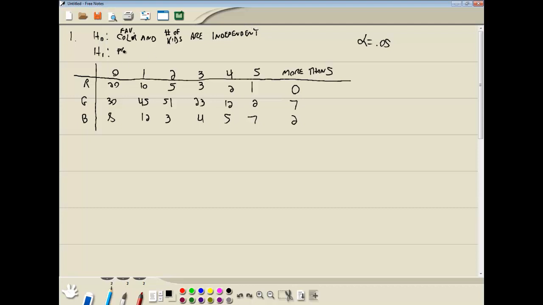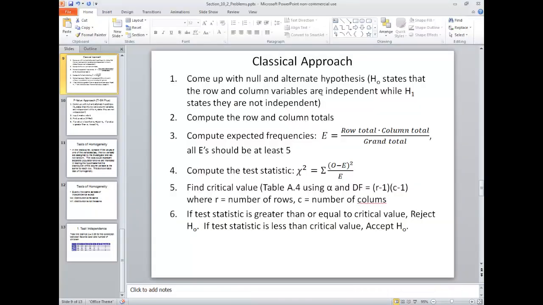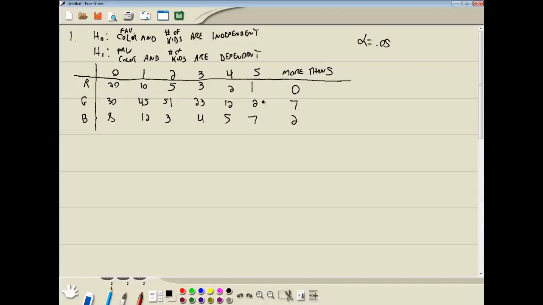The H1 is the favorite color and number of kids are, and I'll say dependent, but that's a pretty strong word. It actually says they are not independent. It goes back to how we did our claims before. Remember, reject versus accept, and reject versus do not reject.